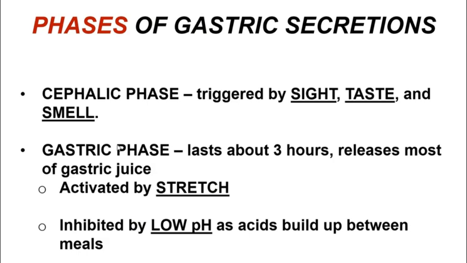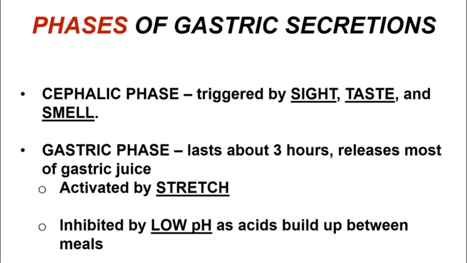The other phase is the gastric phase, which is the longest phase of gastric secretions. It lasts about 3 hours, which is about 1 hour short of the typical amount of time that food spends in the stomach, as food typically spends about 4 hours digesting there. This is the phase in which most of the gastric secretions are released. It's activated by stretch of the stomach, that is, when food actually begins to fill the stomach.